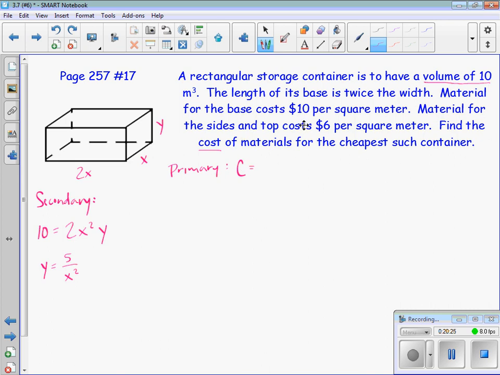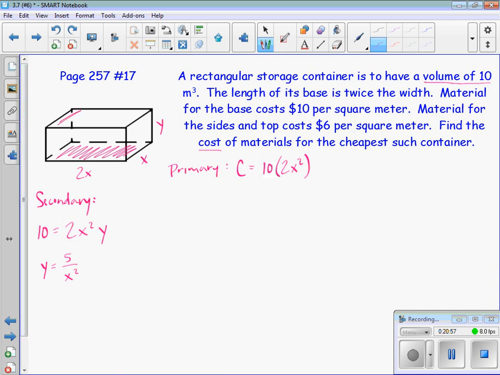So if we're thinking about the cost of this, it says the base is $10 per square meter. So how many square meters do I have on this base? Square meters would just be your area, right? So 2x times x would give me 2x squared. How much does it cost for each of those? 10. So you're going to have 10 times your 2x squared. I'll clean it up in the next step. Everyone see where that comes from?